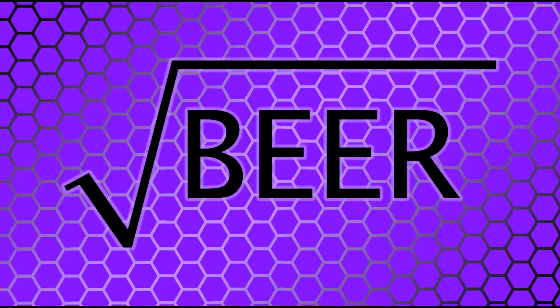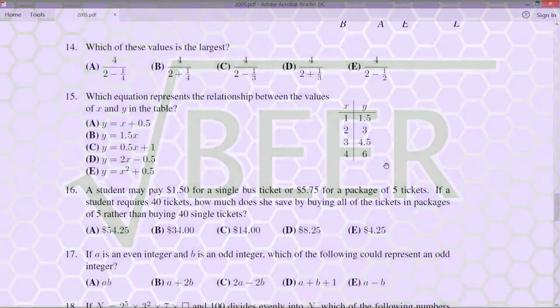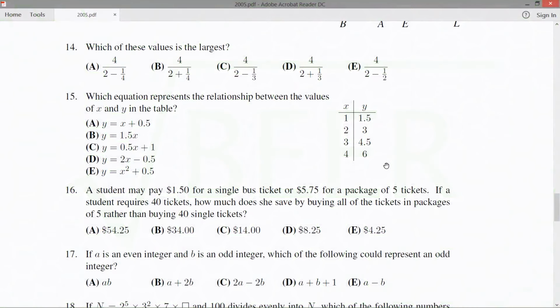Hello everybody and welcome back. We're looking at question 15 on the 2005 Gauss paper. Which equation represents the relationship between the values of x and y in this table?